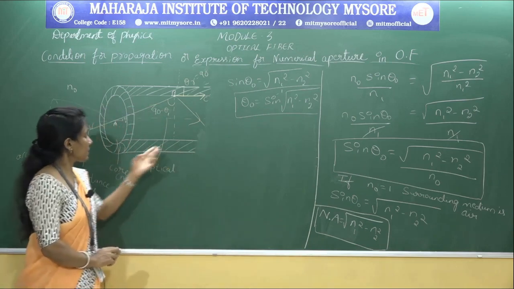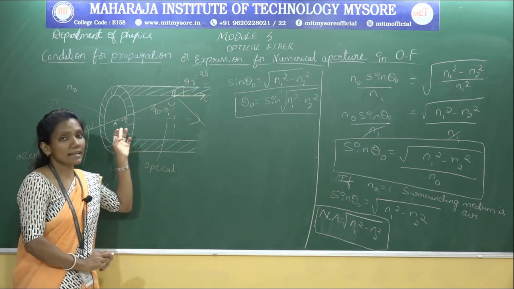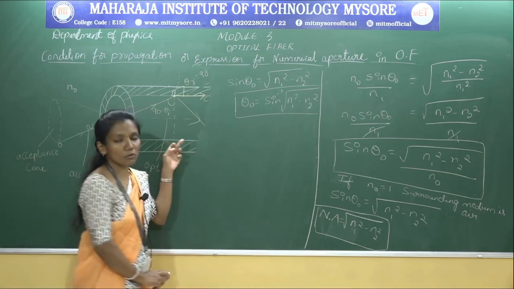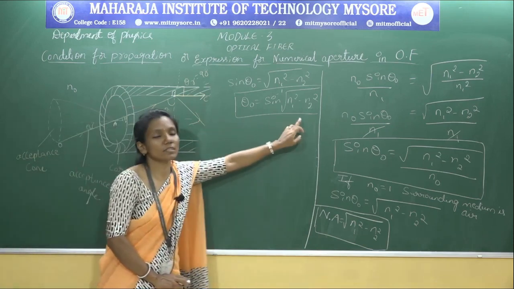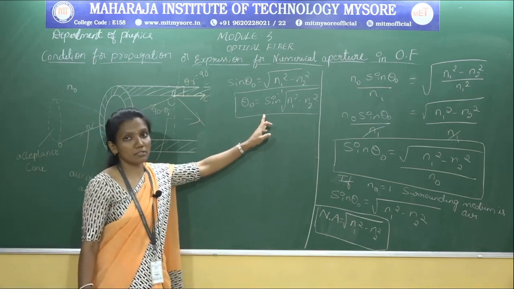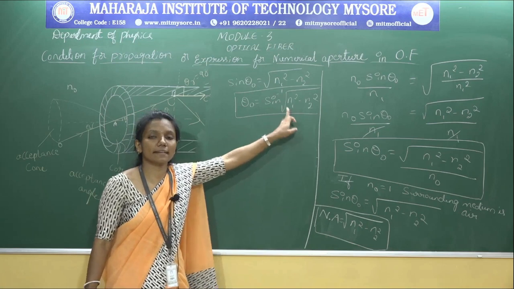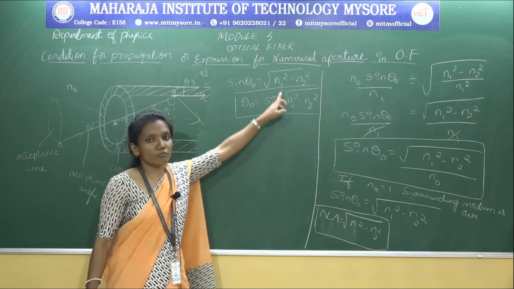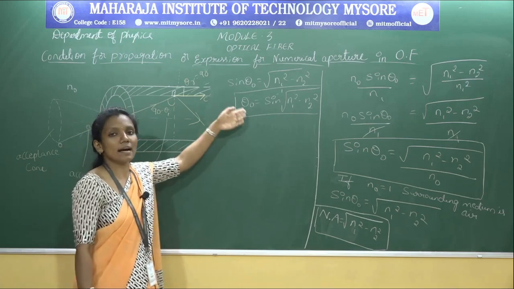Acceptance angle is nothing but the maximum angle at which the ray of light will propagate inside the optical fiber, that is, sin inverse of the square root of refractive index of core square minus refractive index of cladding square. So what is the acceptance angle? It is the maximum angle at which the ray of light is guided inside the optical fiber, with the square root of the difference of the squares of core and cladding. That is nothing but the acceptance angle.